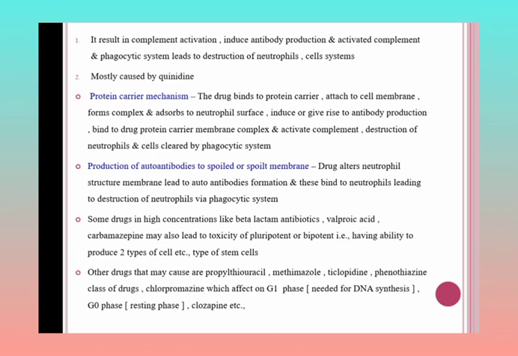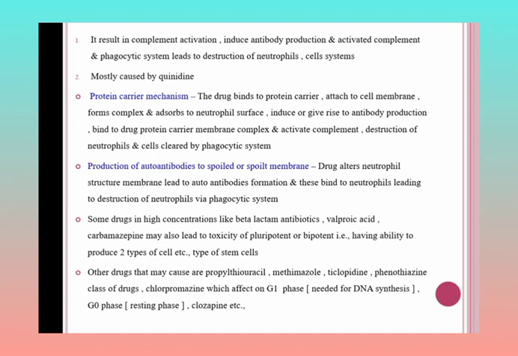First it binds, then attaches to the cell membrane, forms a complex, then adsorbs to the neutrophil surface, and gives rise to antibody production. Then antibodies bind to the drug-protein carrier membrane complex, activating complement and causing destruction, and then the cells are cleared away. This is the third mechanism.